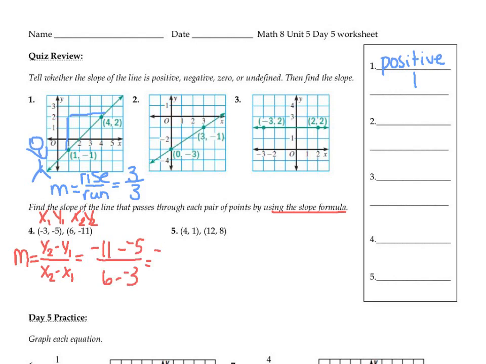On top, that's going to give me a negative 6. On the bottom, that's going to give me 9. Remember, we want to reduce that, so it's going to be negative 2/3. Okay.